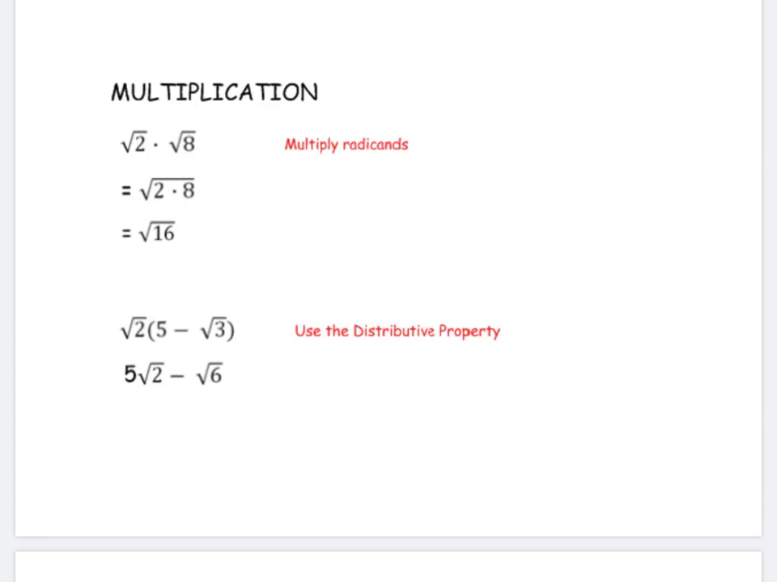So if I had the square root of 2 times the square root of 8, I could say that's the square root of 2 times 8, which is the square root of 16. And when we simplify that, that would be equal to 4.